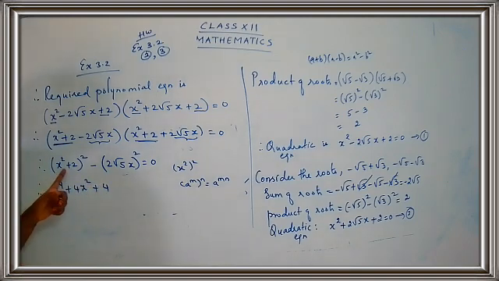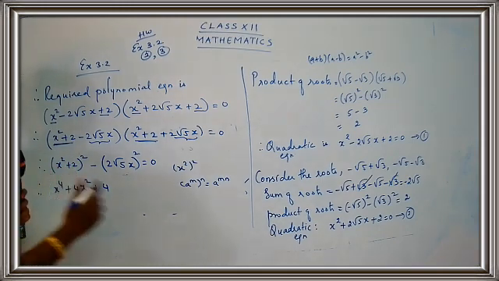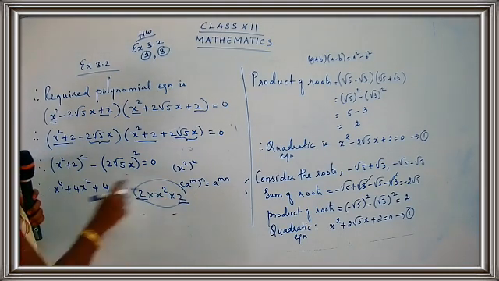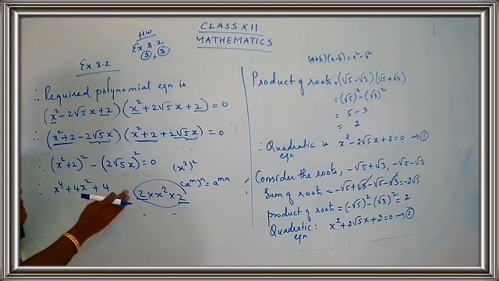Are you clear with this opening, children? x square means a square, and a square means x square square. So x raised to 4 plus 2 into a into b, so 2 into x square into 2. 2 2s are 4 x square plus 2 square, that is 4.